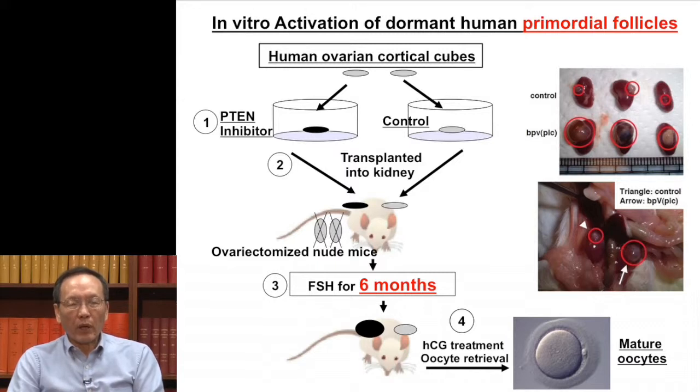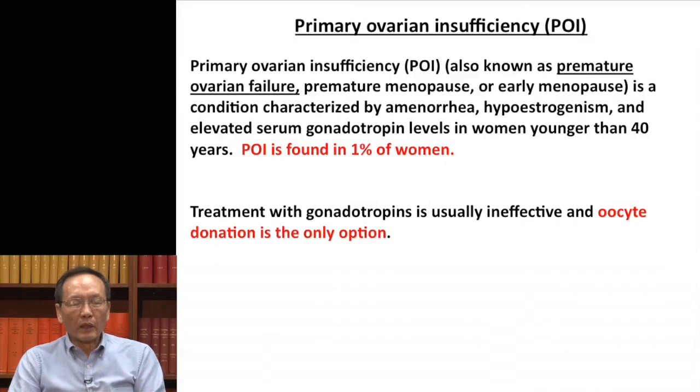The human primordial follicle can be activated. And because we have injected these host animals with hCG, we can actually section the ovary and see that mature oocytes can be obtained. So in this case, it allows us to go to the next step, trying to use this for the treatment of patients.